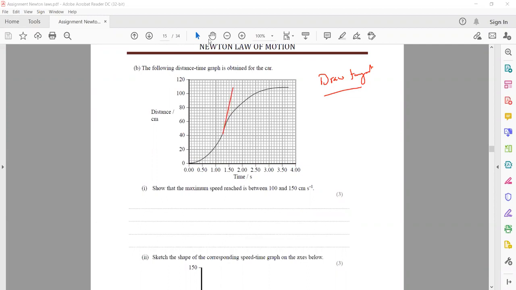So what we can do is work out the gradient of the tangent by using the formula y2 minus y1 over x2 minus x1 to get the speed at that particular time. So this will be y2, y1, x1 and x2, and finding the gradient, which is y2 minus y1 over x2 minus x1, will give the speed of this car. Then sketch the shape of the corresponding speed time graph.